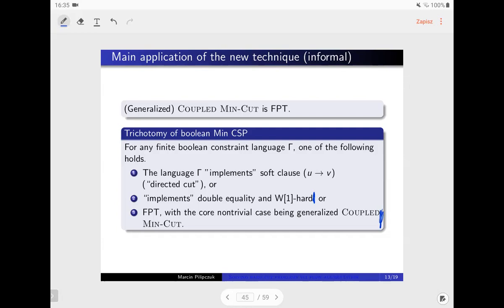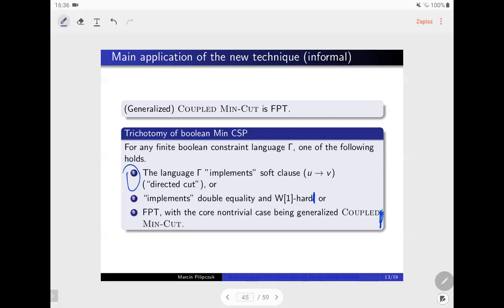There was a number of FPT results for some problems. It turned out that the entire gray zone that was remaining was the gray zone covered by this generalized coupled mean cut. Our last technique was an explanation that the entire gray zone moved to the tractability area by proving the FPT result for generalized coupled mean cut. But there's also this first bullet here, which says that we have the first case in our trichotomy.